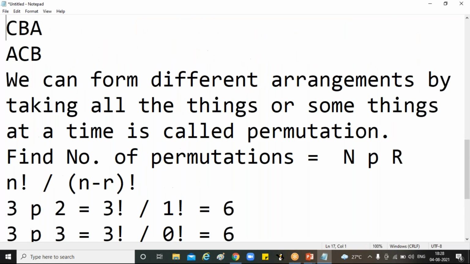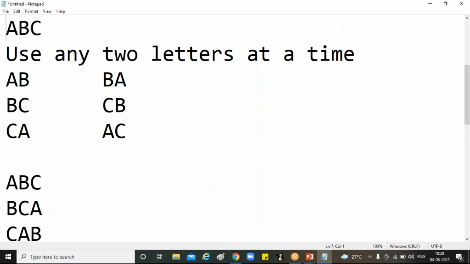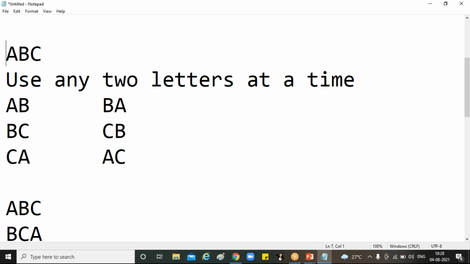For example, we can form different arrangements from ABC by using two letters at a time: AB, BA, BC, CB, CA, AC.